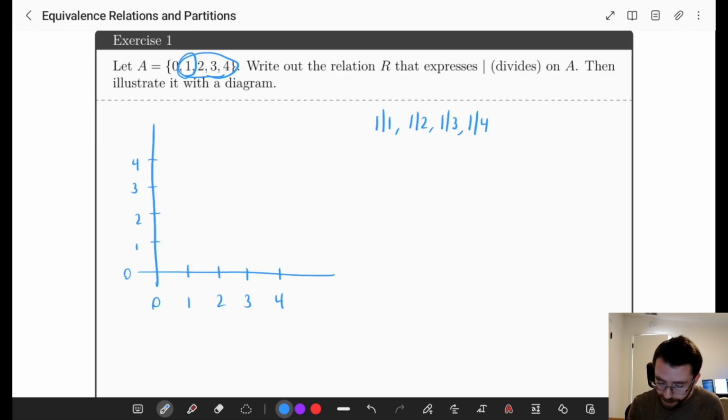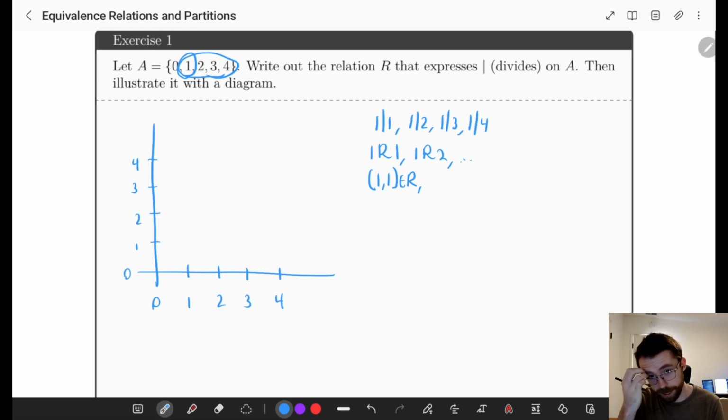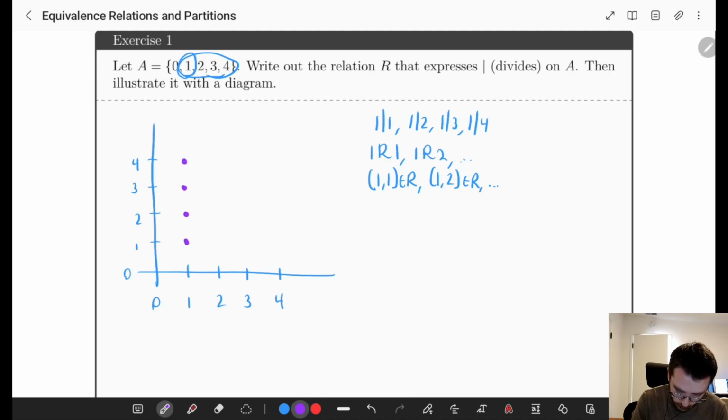So, great. What that means is 1 is related to 1, 1 is related to 2, etc. Or if I write this as ordered pairs, 1 being related to 1 means (1,1) should be in this relation. 1 being related to 2 means (1,2) should be in this relation, etc. So I can put these points on here. I can say 1 is related to 1, 1 is related to 2, and 3 and 4. So all those ordered pairs can go in the plane, which represents A cross A.